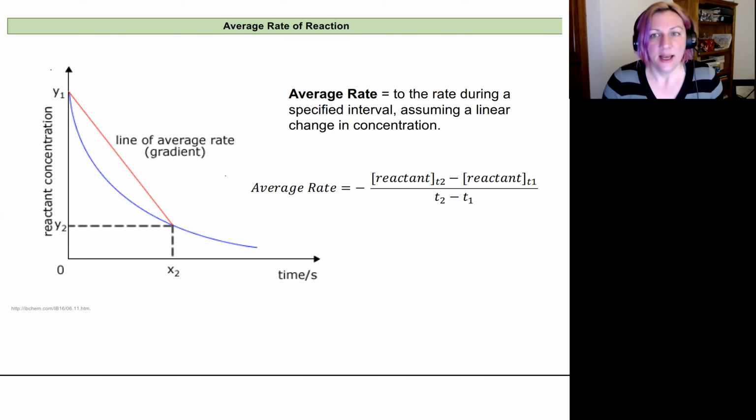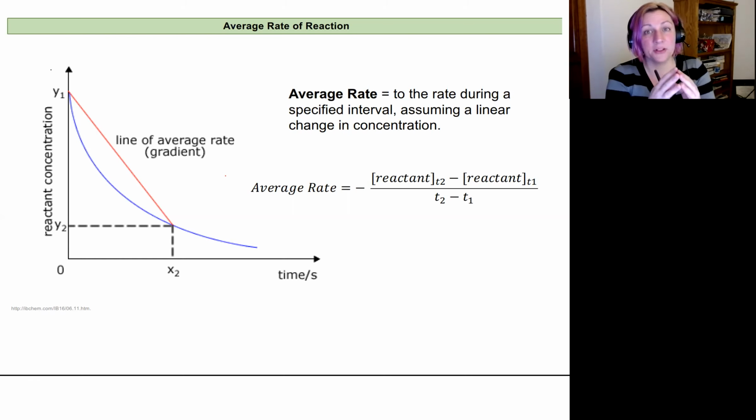That's the rate during a specific interval of time, and it assumes a linear change in concentration, which means that it'll have the same rate of change over that entire time period. Or it would be this red line here on the screen. So that's not really how reaction dynamics work.